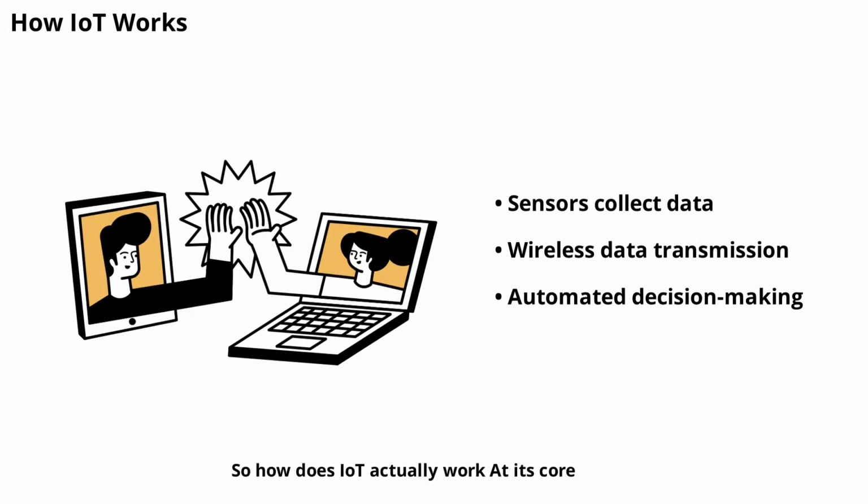So, how does IoT actually work? At its core, IoT devices are equipped with sensors and software that collect data from their environment. This data is then transmitted, often wirelessly, to other devices or to the cloud for processing. For example, a smart thermostat senses the temperature in your home and sends that information to your phone or a central server. The system can then make decisions, like adjusting the heat, based on the data it receives. This process of sensing, transmitting, and acting is what makes IoT so powerful and versatile.